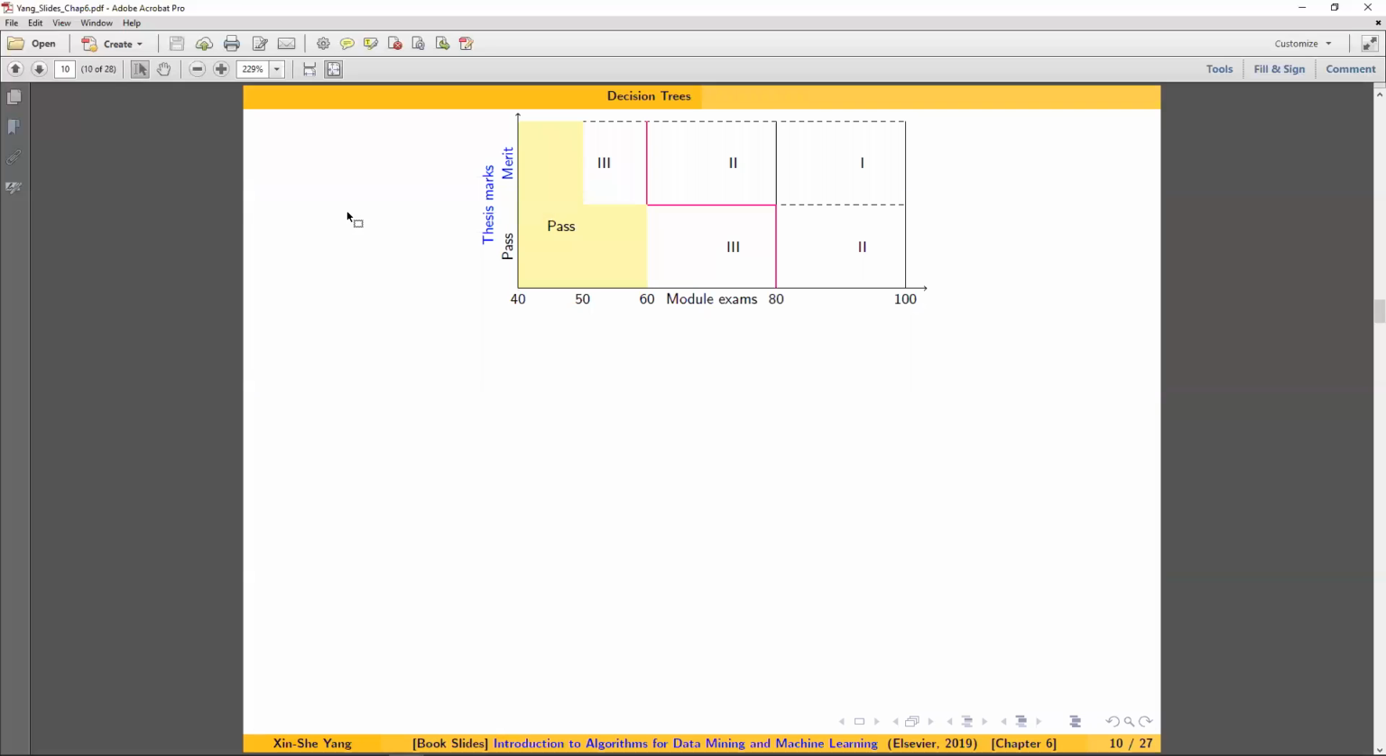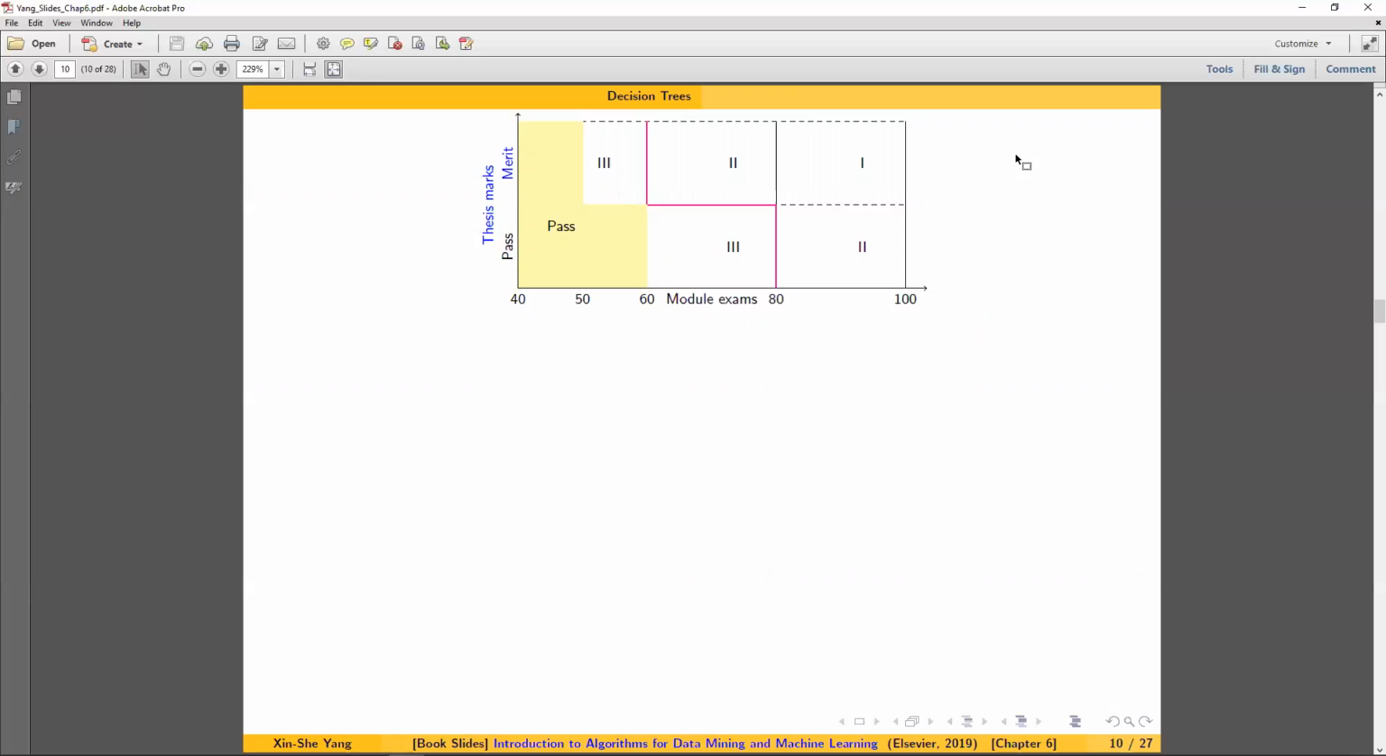Now this is an example. The x-axis is the marks for the module exams. The y-axis is the thesis marks. Here you can see that for thesis marks there is no fail. It's either pass, a good one, or merit, an excellent one.